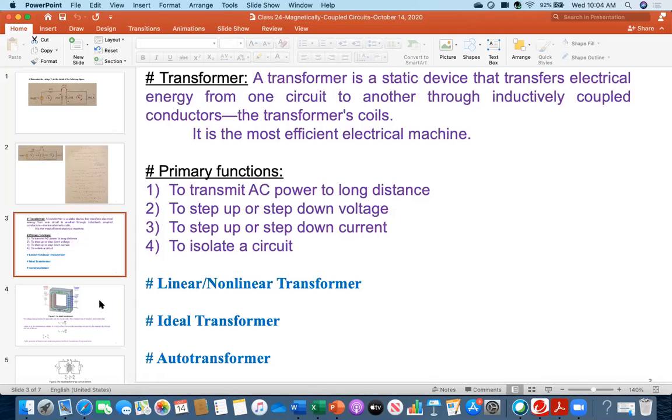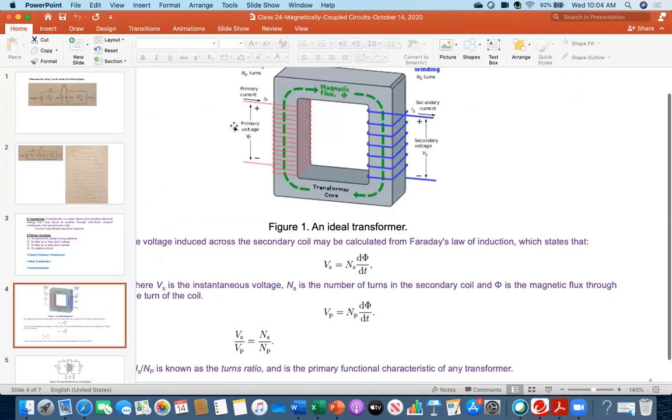You put a transformer. For example, here is your power plant. Immediately after that, you put a transformer and step up the voltage to a very high level, a very high value. Like in the United States, we have up to 750 kV. Okay, so can you imagine?